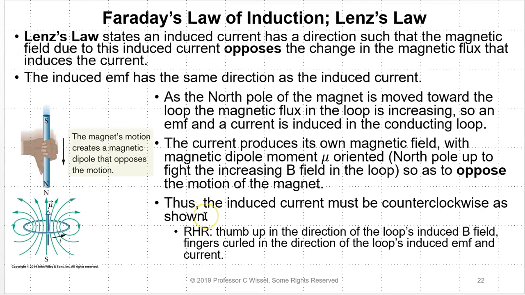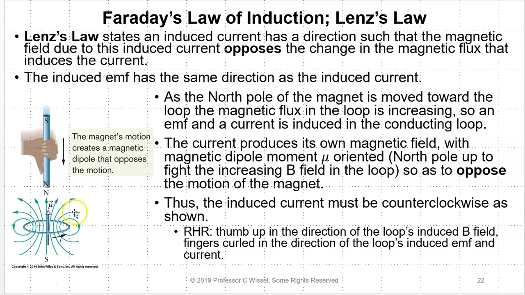Okay, now Faraday's law of induction and Lenz's law. Lenz's law states an induced current has a direction such that the magnetic field due to this induced current opposes the change in the magnetic flux that induces the current. This induced EMF has the same direction as the induced current. A lot of times, if it's a non-conductor, you actually won't get a current, but we always pretend we do get a current, and that way we use it to determine the direction of the induced EMF, because you always get an induced EMF, you don't always get an induced current.